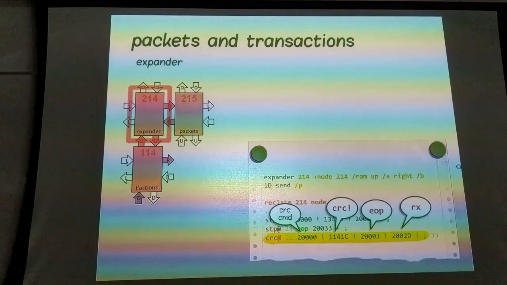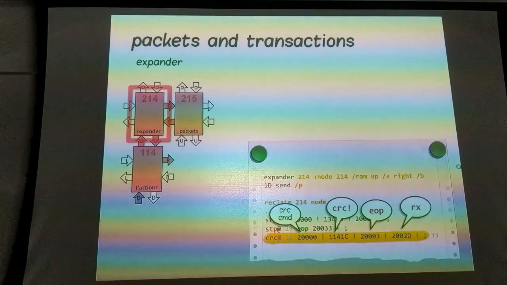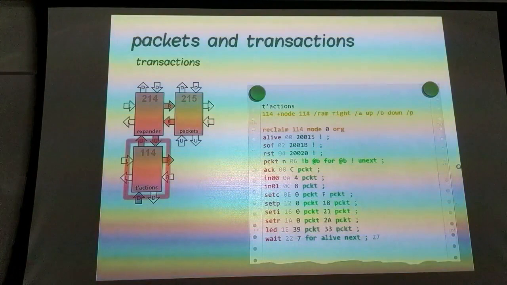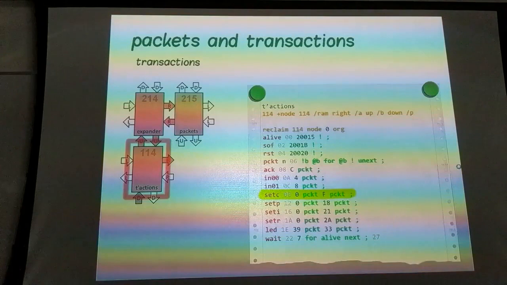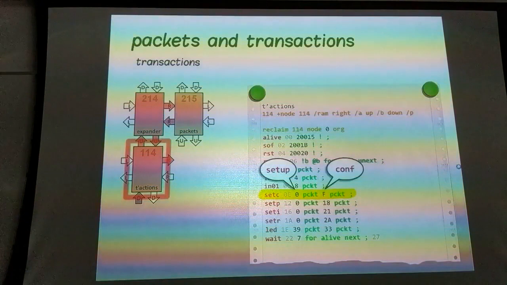Then there's a command for encoder to generate end of packet, and finally we execute another command in encoder, word RX, which sets transceivers into receive mode because we expect a handshake packet from the device.